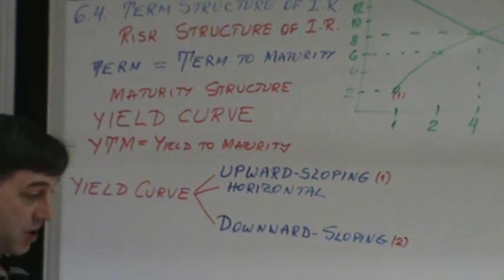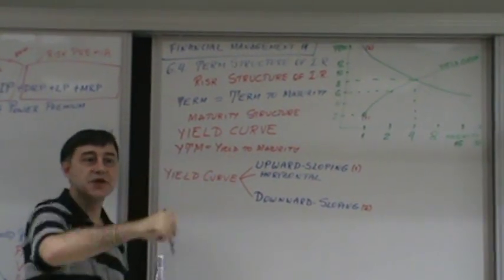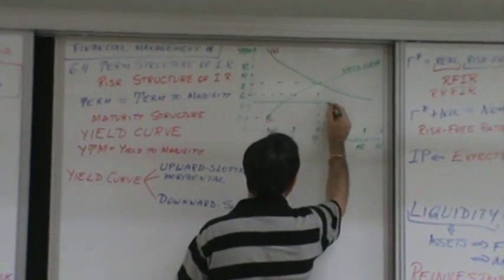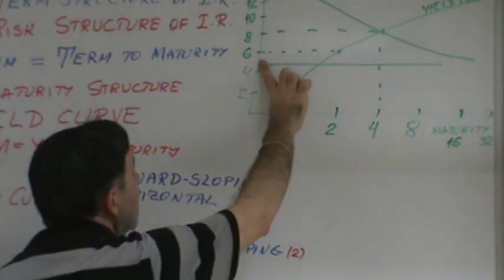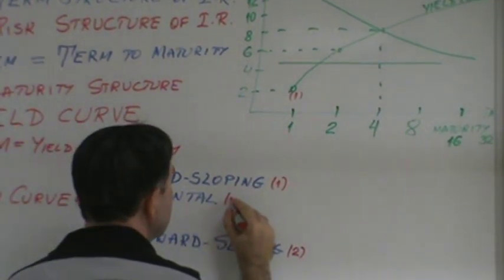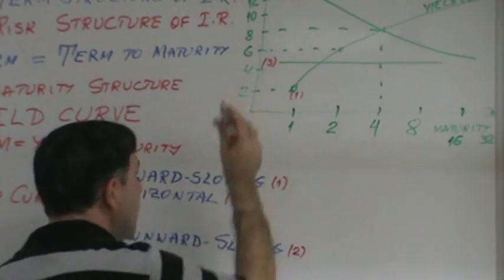So for horizontal, will be just that. It's horizontal. Like that. And I'm going to put in the number here. On the left, I'm going to put in for horizontal number 3.